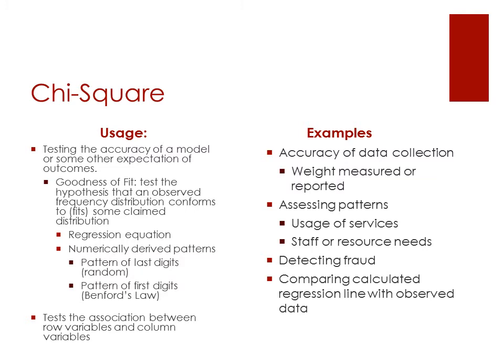We use it for assessing any type of patterns that we're interested in looking at. So in a moment, we're going to look at an example for usage of services. This is very common with organizations. They want to know what services are getting used, what is the pattern, how have those changed or not. And also, for example, looking at staff or resource needs. We use them for detecting fraud, so we're going to look at an example for how we can use that to detect fraud. And as we said before, comparing a calculated regression line with observed data. So chi-squares are really useful and let us do a lot of really important work, especially when you're working in the real world and you don't necessarily have all the ideal parameters.